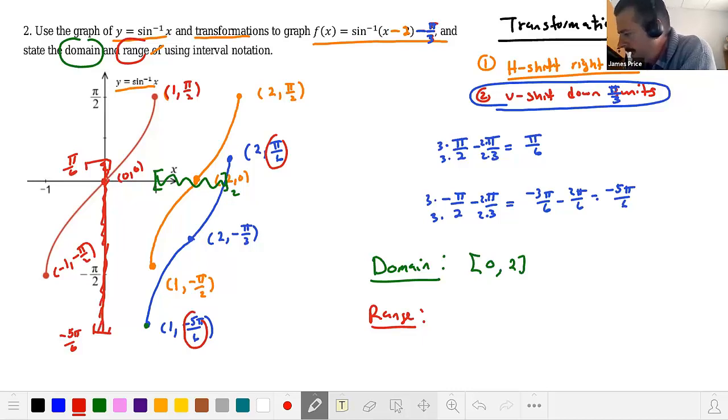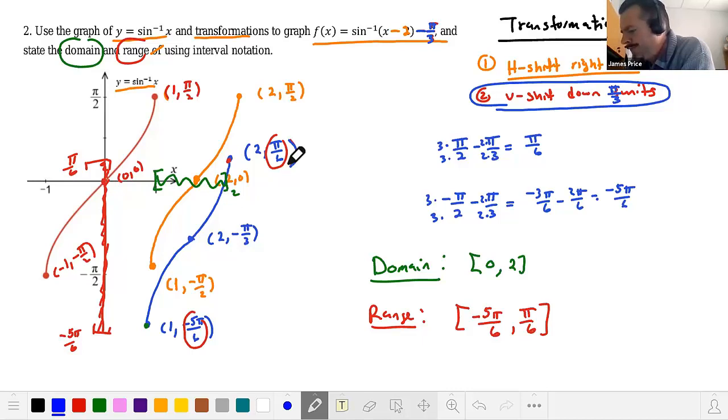And so it's all that stuff. So you have negative 5 pi over 6, comma, to pi over 6. And you include those endpoints because, again, these are closed circles right here. There should be a parenthesis right there. Let's do that in blue. Okay, there we go. So there's our domain and our range.